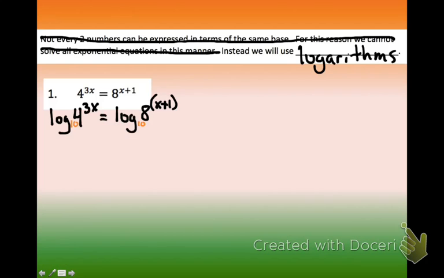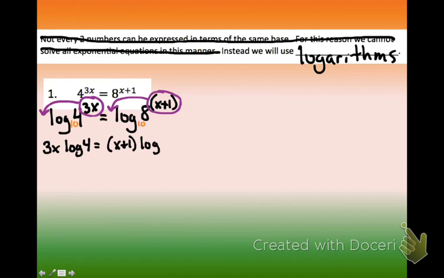And now we can use some of those rules we used before. So this 3x and this x plus 1 are exponents, and if you remember the power rule, we can bring those down in front. So we're going to have 3x log of 4 equals x plus 1 log of 8. Now this is the part that you're not going to be super happy about, but that's okay. I'm over it, you'll get over it, it's going to be great.